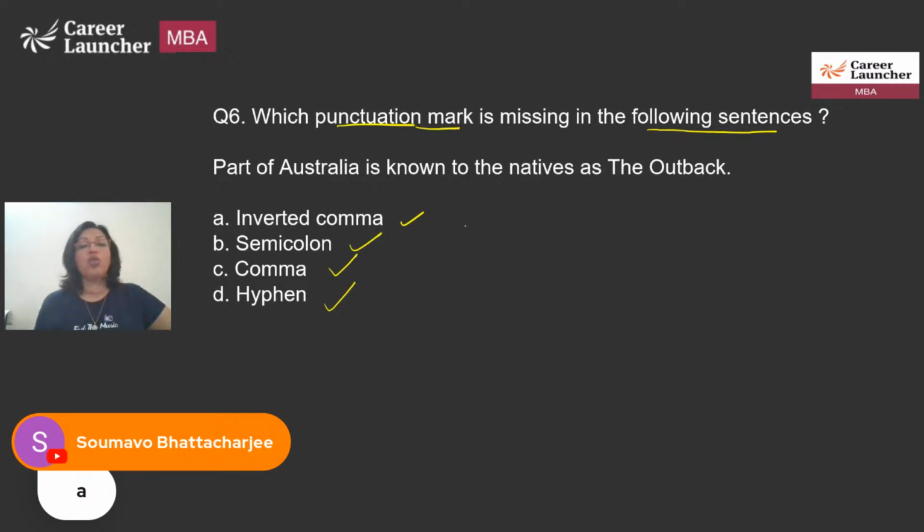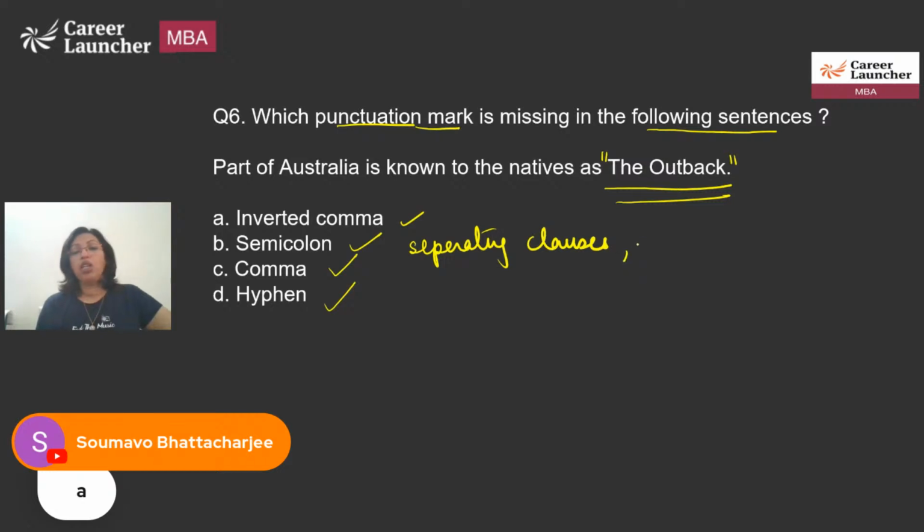Part of Australia is known to the natives as the outback. So the only one that is missing is the inverted commas here. The outback should be put in inverted commas so that you specifically mark it out. The semicolon will only come when you are separating clauses. Okay, so the semicolon is used for separating clauses.